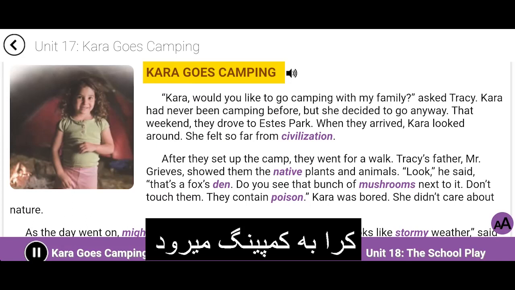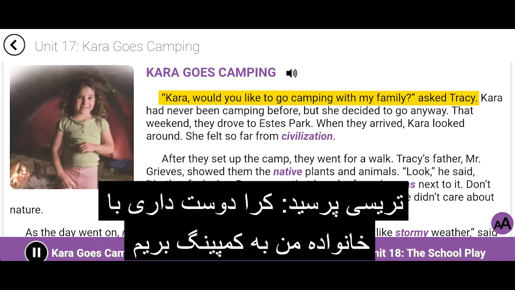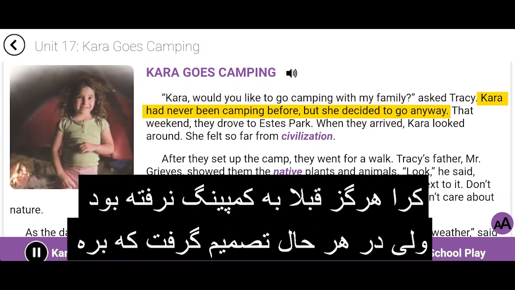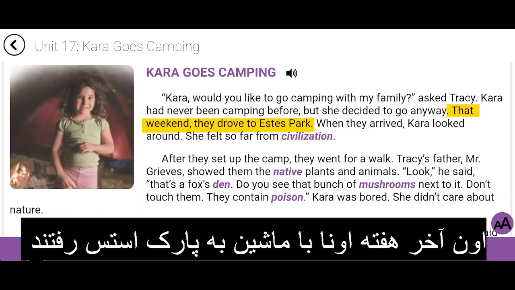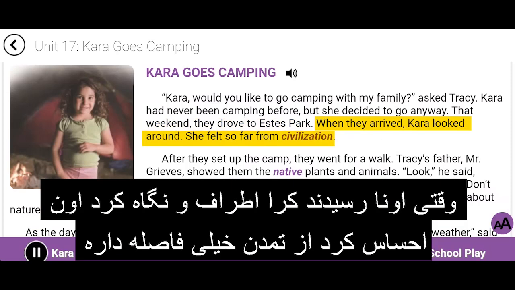Kara goes camping. "Kara, would you like to go camping with my family?" asked Tracy. Kara had never been camping before, but she decided to go anyway. That weekend, they drove to Estes Park. When they arrived, Kara looked around. She felt so far from civilization.